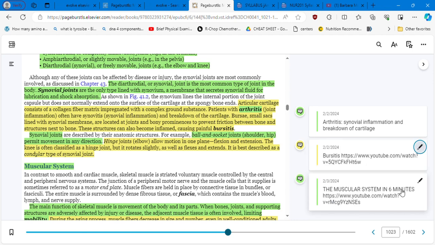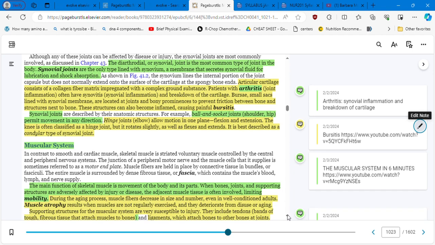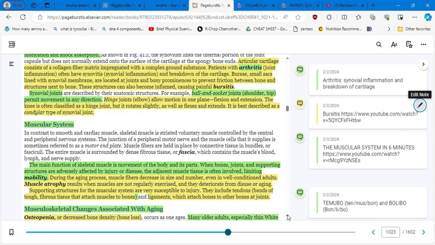So he mentioned a protocol that is called RICE. Okay, so what is RICE? We're going to see it later, but I want to give you information about this. RICE stands for rest, ice, compression, and elevation. Rest, ice, compression, and elevation. And that's a very common protocol for treating this type of inflammation.